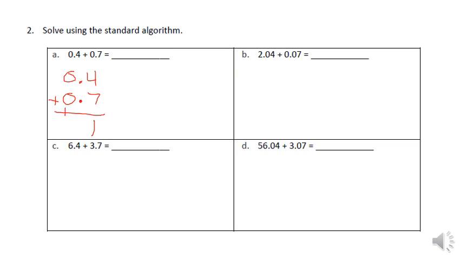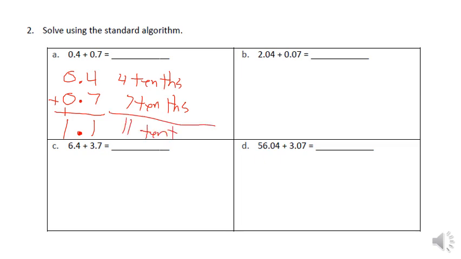I like regrouping down here so I don't forget. And I end up with 11. But I have this decimal point I have to bring down exactly the way it was, and I end up with 1.1 tenths. Now, if I were to do this in unit form, I would do 4 tenths plus 7 tenths, and I'd end up with 11 tenths. Well, if you read this one, you can see this is 11 tenths. So unit form is just a way of being able to do it with mental math.